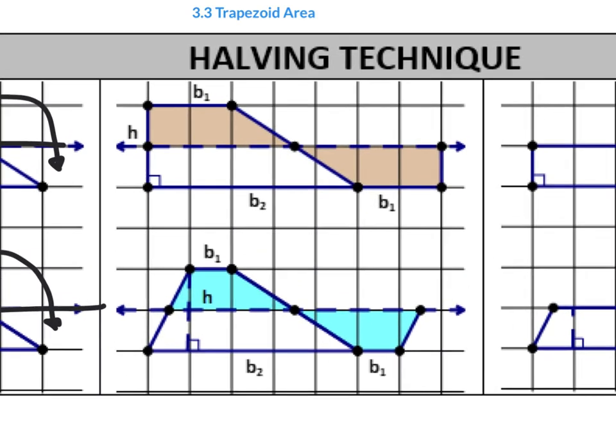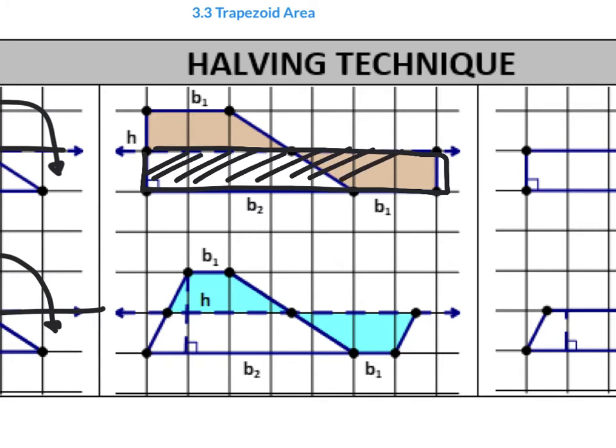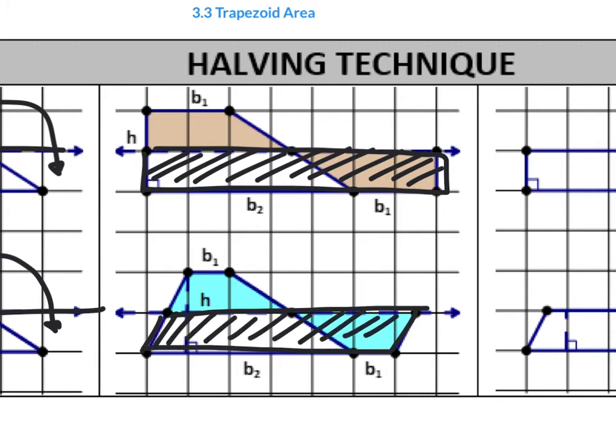So when we do that, we do create a brand new shape. This one we create a nice rectangle with the same area as the original trapezoid. This one happens to create a parallelogram of the same area as the original trapezoid. And let's look at the calculation of this. This would be a base, right?